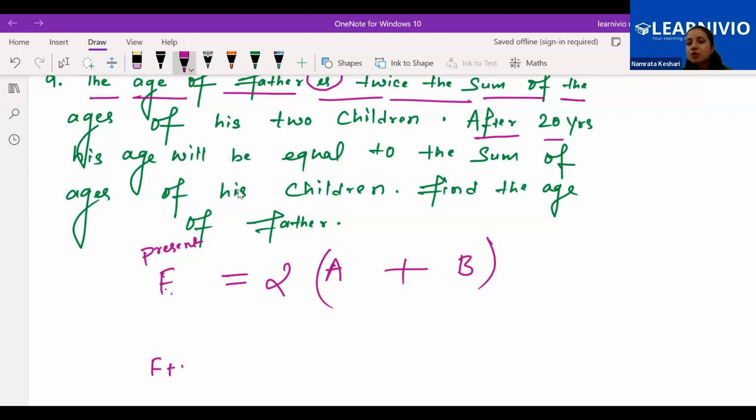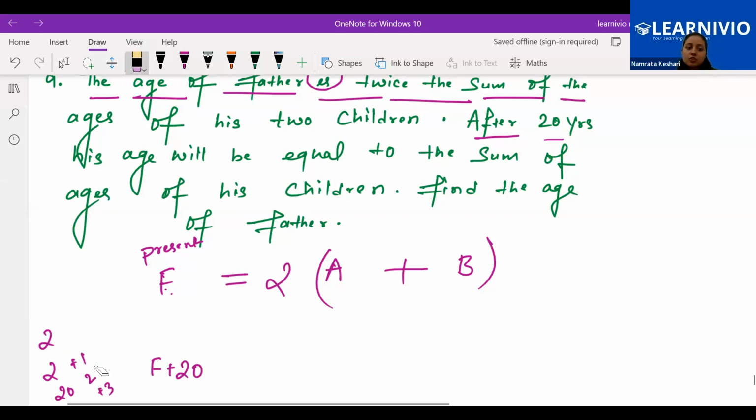So can you tell me after 20 years what will be the age of the father? Anyone? 20F. No, Maha, 20 into F you are saying? Ma'am, F plus 20. Yes, F plus 20. See, suppose there is a person whose age is 20 years, so next year age will be 20 plus 1. After 2 years, age will be 20 plus 2. After 3 years, 20 plus 3. Like this, the age will increase, right? So can we say that father's age after 20 years will be F plus 20? Is it making sense to everyone? Yes, ma'am.